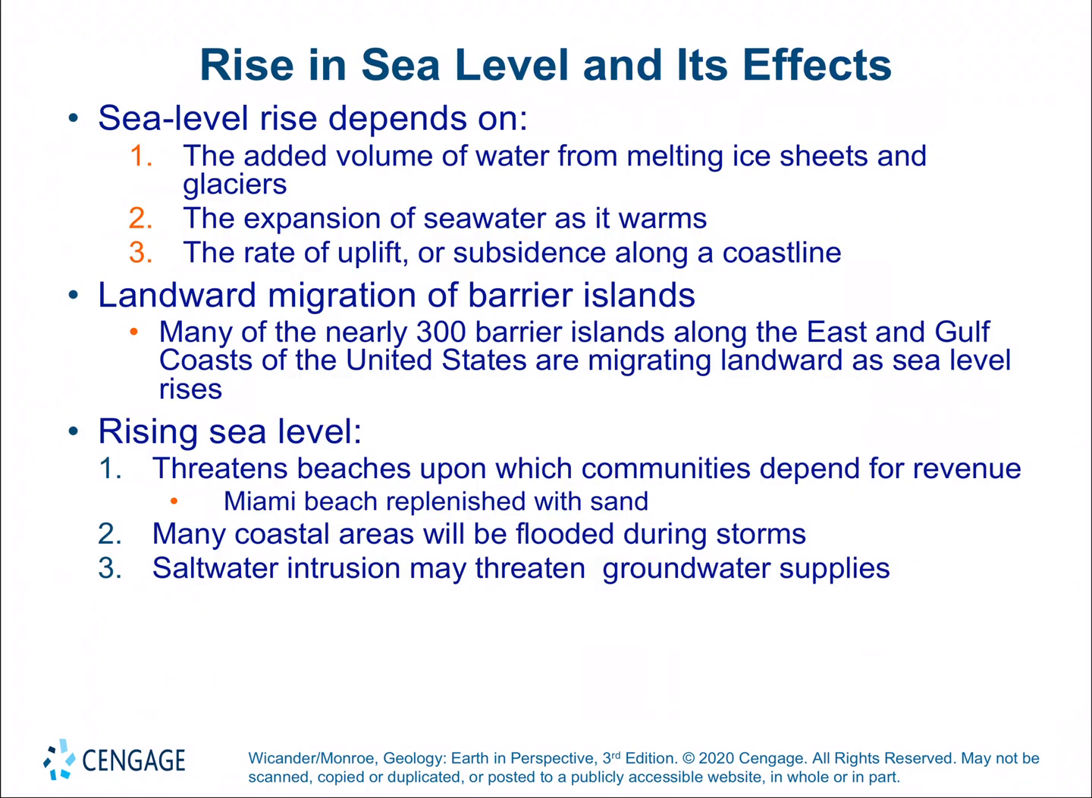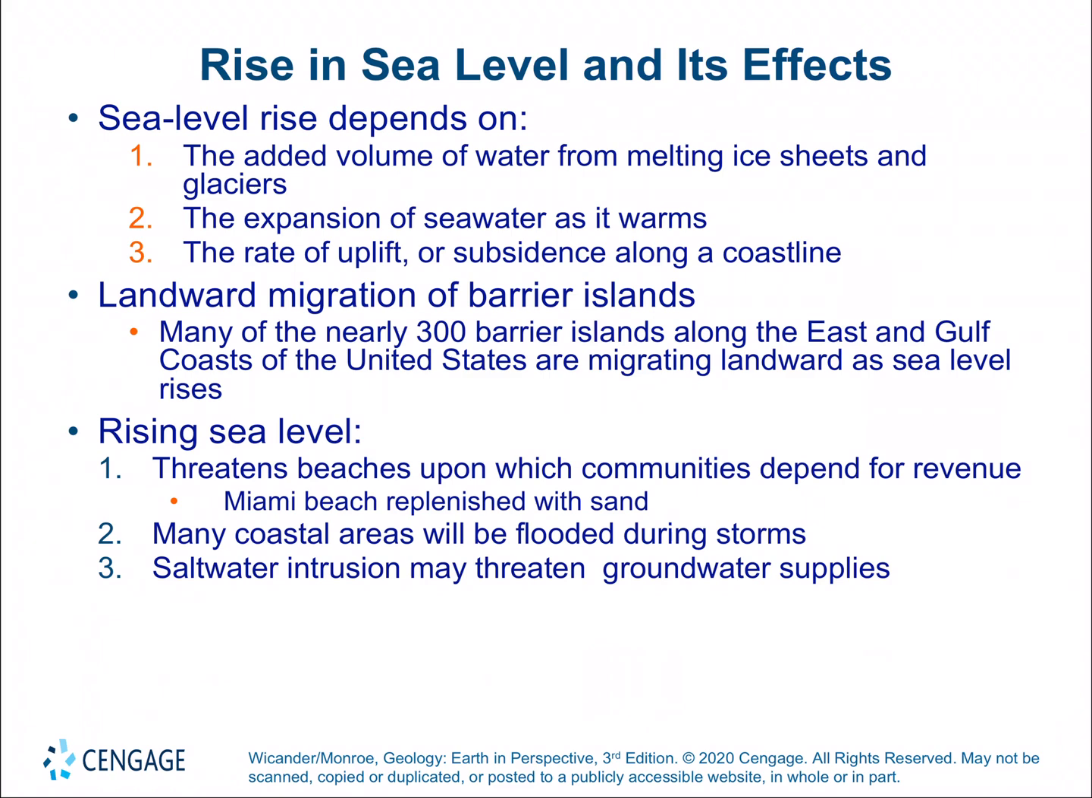We do see a rise in sea level that depends upon three factors: the added volume of water from the melting ice sheets and glaciers, the expansion of seawater as it warms, and the rate of uplift or subsidence along the coastline. You have a landward migration of your barrier islands, so most of our nearly 300 barrier islands along the east and Gulf Coast of the United States are migrating landward as sea level rises.